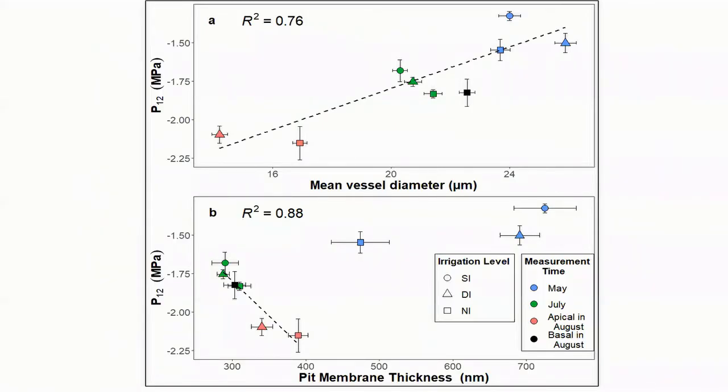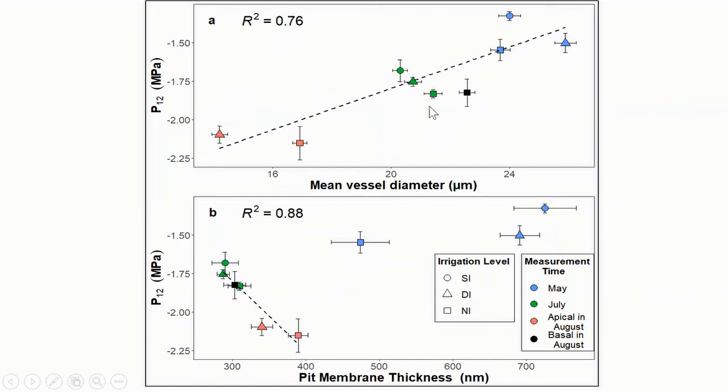Before I go to another way to verify no cavitation, I want to take you back to the correlation I showed you earlier and point out that what we're seeing as black squares are the basal leaves that were formed early in the season, and we measured them in August. These leaves are marked in black, and you can see that they are on the regression of the pit membrane or the vessel size.